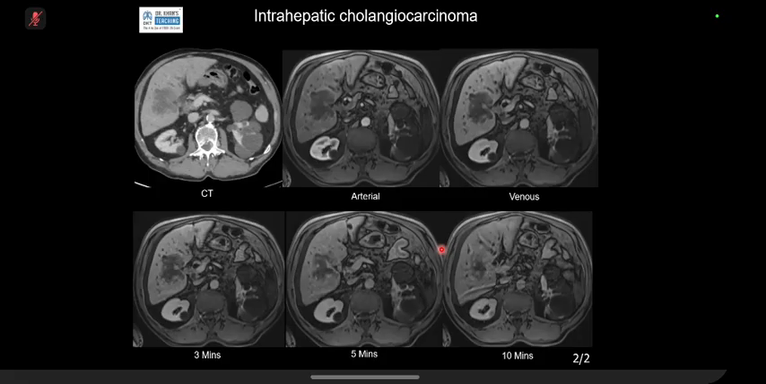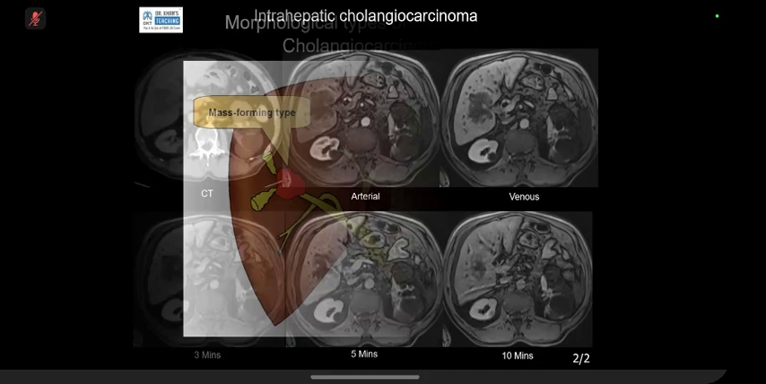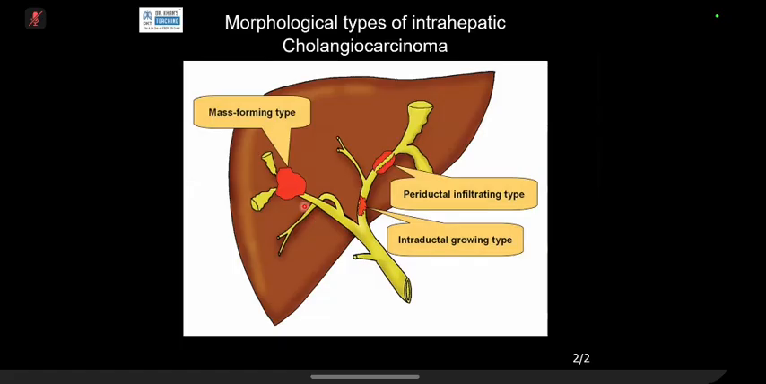Intrahepatic cholangiocarcinoma. And know your pathology, make your radiology. So in cholangiocarcinoma, what is the pathology? We are talking about mass forming cholangiocarcinomas.